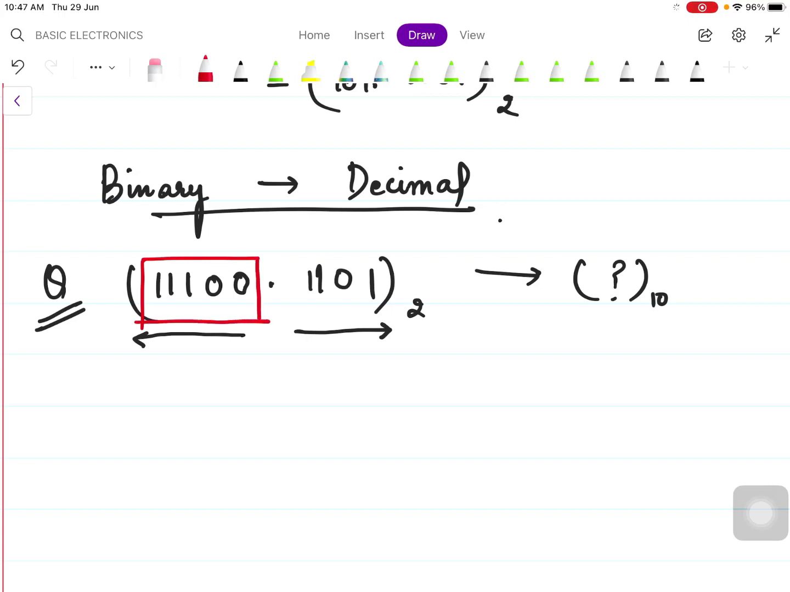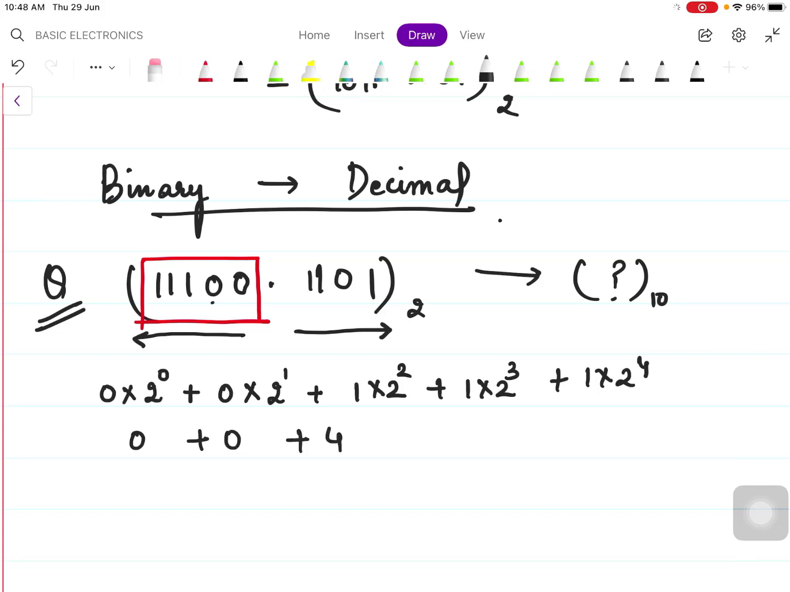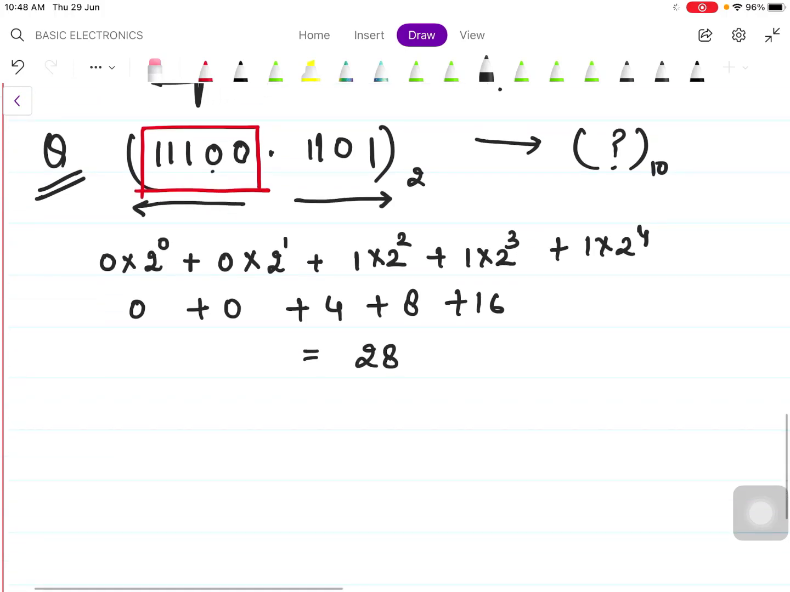Alright, now here we have marked the direction from right to left. So let us move in this direction and take the digits one by one. So the first digit is 0 and multiply it by the positive powers of 2. The positive power will start from 0, add plus, again take the second digit 0 into 2 raised to the power 1. So we will get the answer 28. So we have solved this particular part.